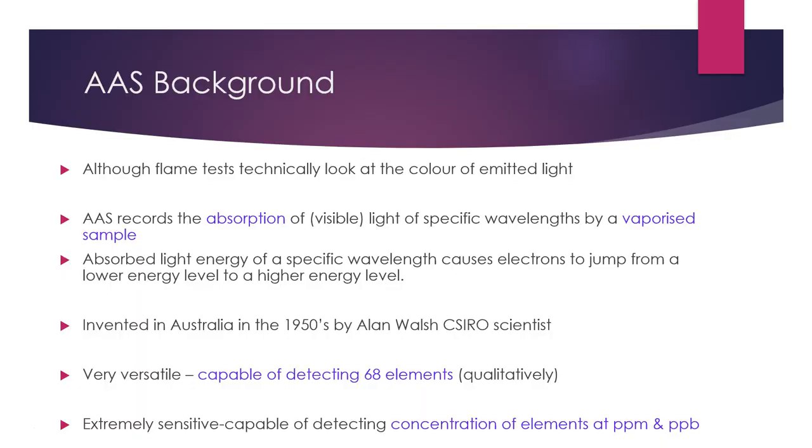So AAS, as it's known for short, stands for Atomic Absorption Spectroscopy. Okay, so flame tests tend to look at the color of emitted light. In this, we're talking about absorption. So we're talking about when the electrons are jumping up to that higher level and they're absorbing the energy. So we're looking at the energy that's missing rather than the energy that's being re-emitted out. This light is, as we've mentioned before, of specific wavelengths because of the unique electronic structure of each atom. And it's always a vaporized sample.